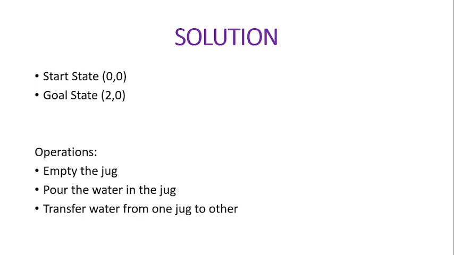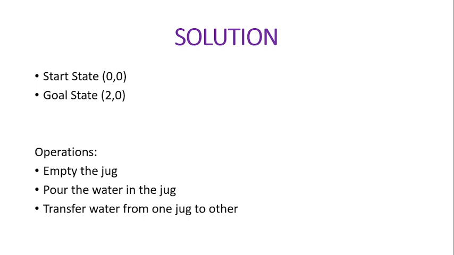So the initial state, that is the starting state, is obviously 0, 0. My goal state is 2, 0. So I want to achieve 2, 0. This is my goal state.